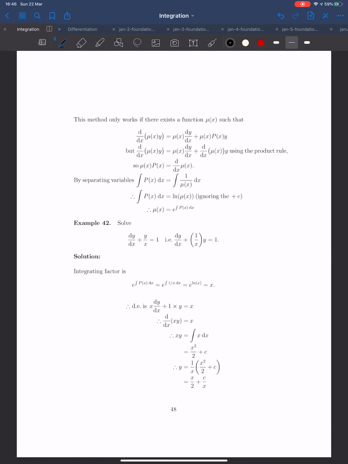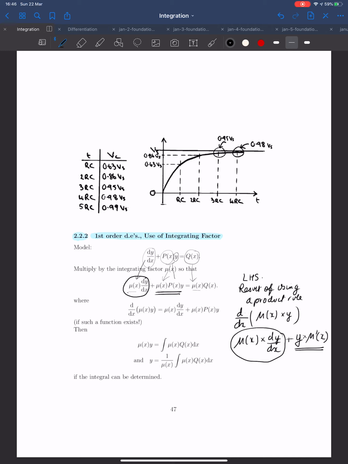Gone on to the next one. Oh, they're doing the product all over that side, that's why. Okay, so right, so the left-hand side is mu of x dy by dx plus y mu dashed of x. Okay, we'll come back to that on the next page.